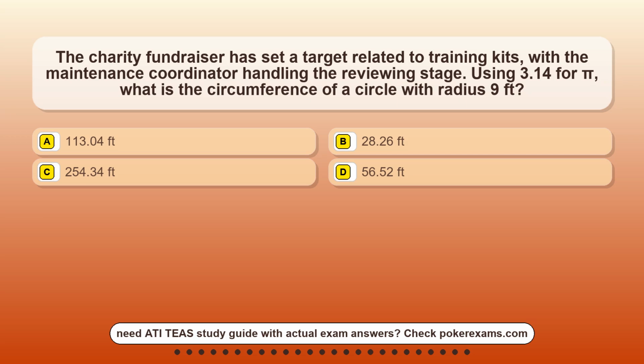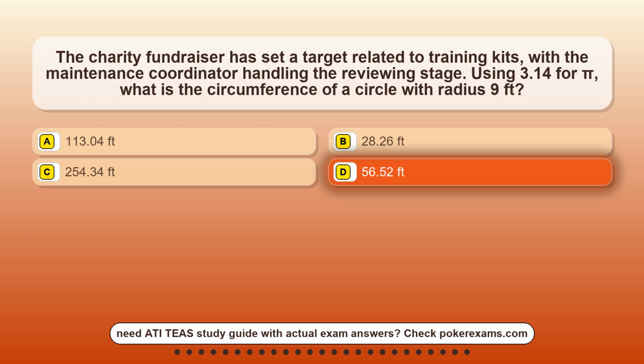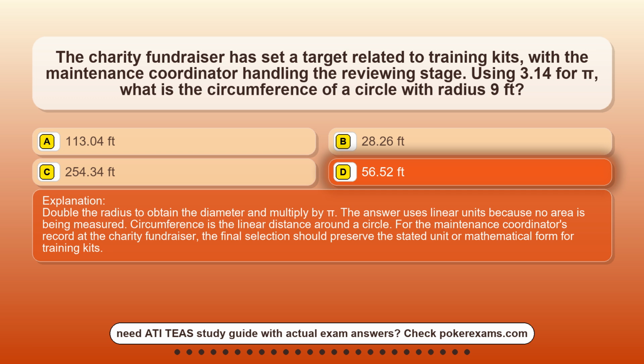Question 19. The charity fundraiser has set a target related to training kits, with the maintenance coordinator handling the reviewing stage. Using 3.14 for pi, what is the circumference of a circle with radius 9 feet? Option A, 113.04 feet. Option B, 28.26 feet. Option C, 254.34 feet. Option D, 56.52 feet. The correct answer is option D, 56.52 feet. Double the radius to obtain the diameter and multiply by pi.